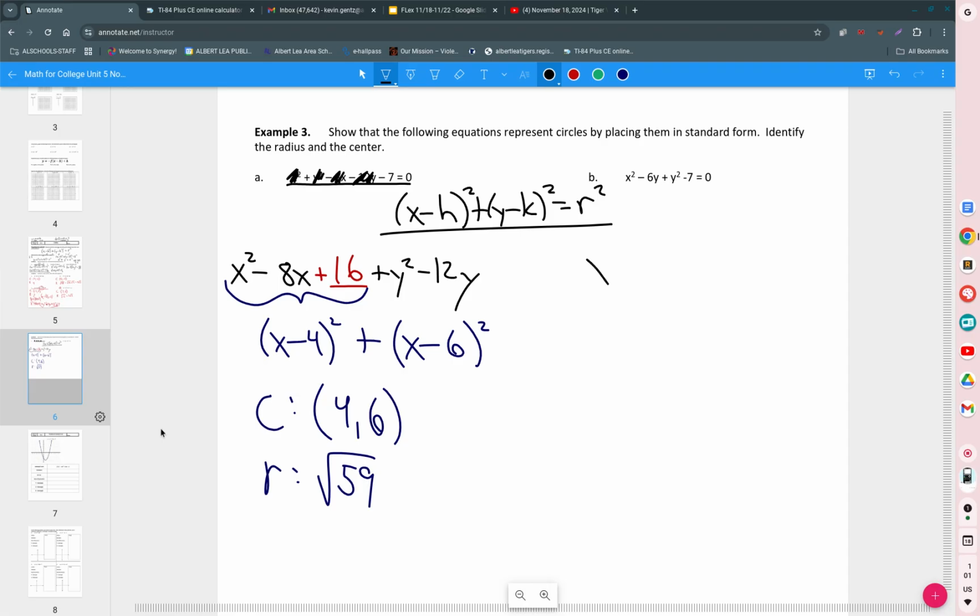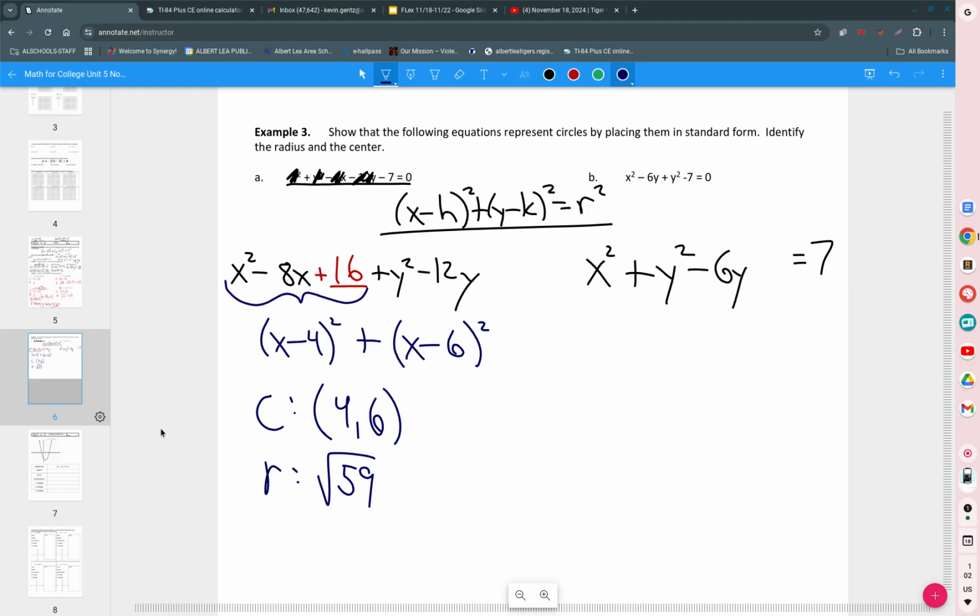I'm going to gather my x's. There is only the x squared. I'll gather my y's. It's a y squared and a minus 6y. And I'll put the minus 7 over to the other side to make a positive 7. The x squared is already a completed square. X squared is a perfect square. Y squared minus 6y is not a perfect square yet.